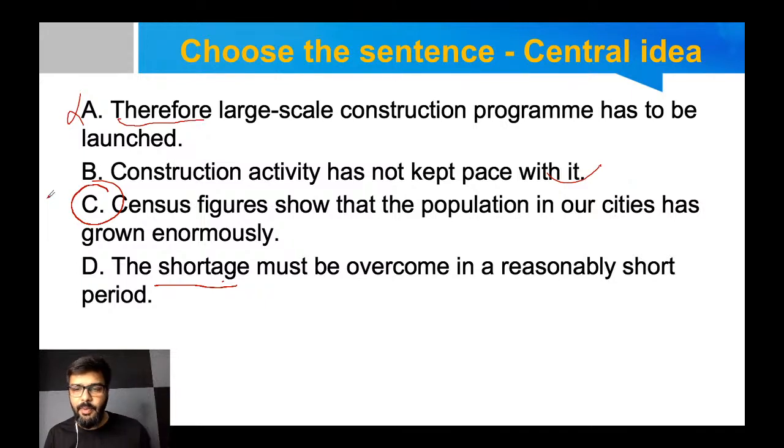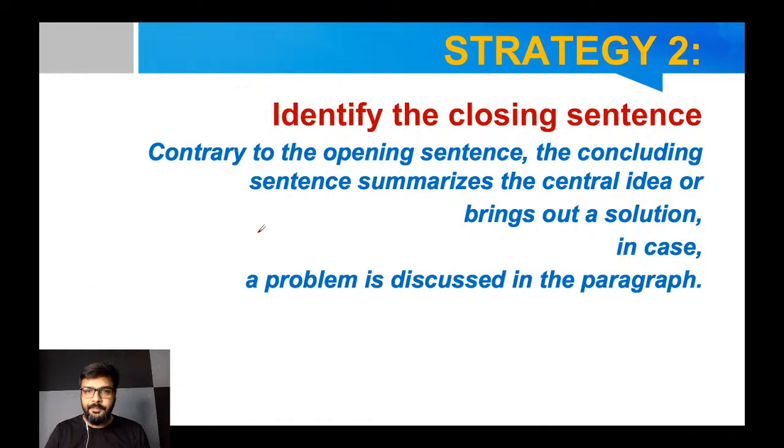So does it make sense to everyone that C is the opening sentence, because that is the sentence which is talking about the central idea of the entire paragraph. Okay? Now, strategy number two, where we talk about identifying the closing sentence. So guys, if you can identify the opening sentence, what is the problem in identifying the closing sentence also?